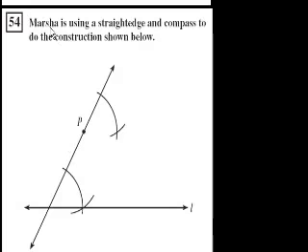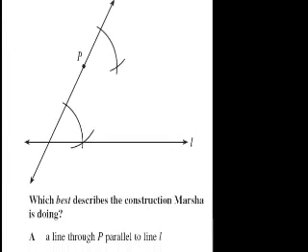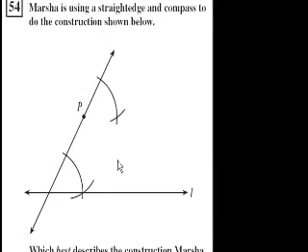Anyway, next question. Marcia is using a straight edge and compass to do the construction below. Interesting. Which best describes the construction Marcia is doing? So I assume when they say construction, she's drawing something. Let's see what it looks like. It looks like she's taking her compass. She's probably putting one of the points here. She put one of the points there, and then she drew this arc. And then it looks like she put the point there, and then she drew that arc.